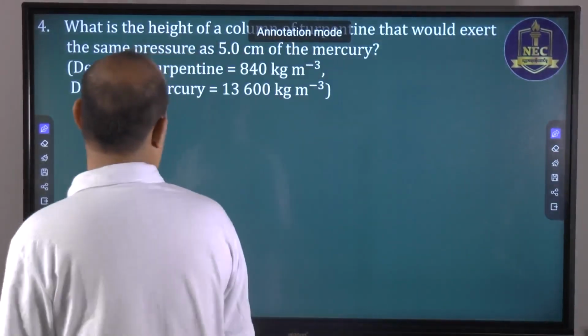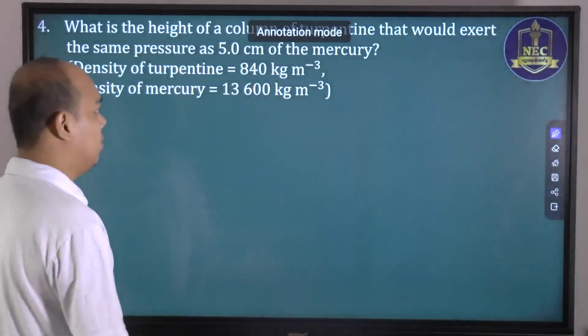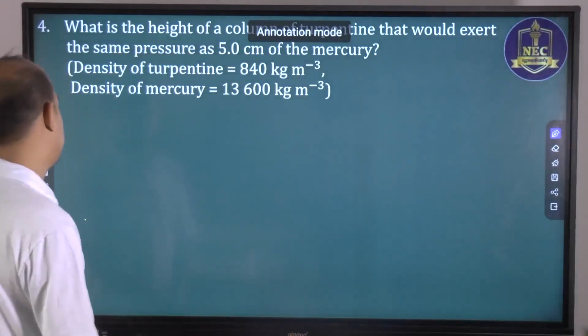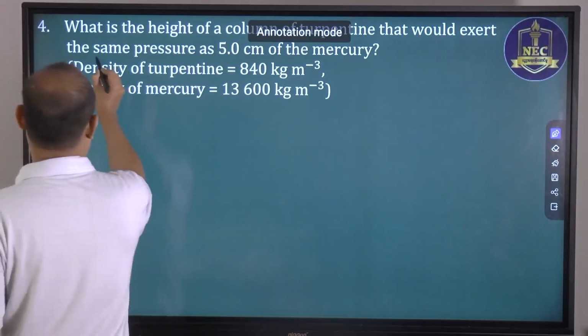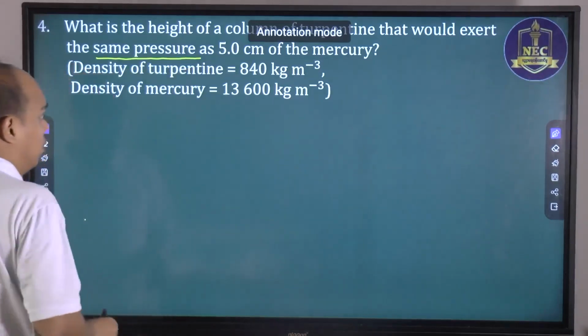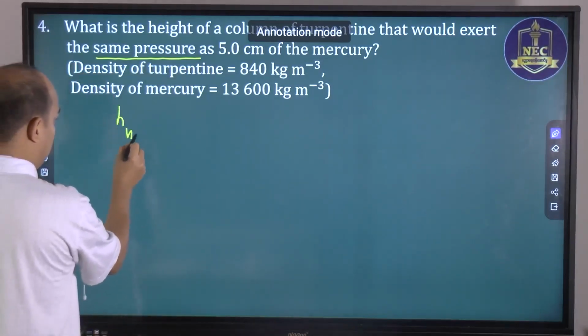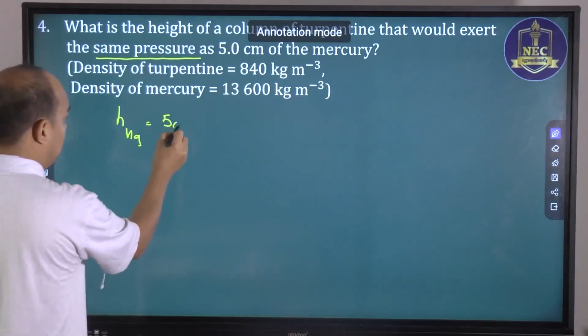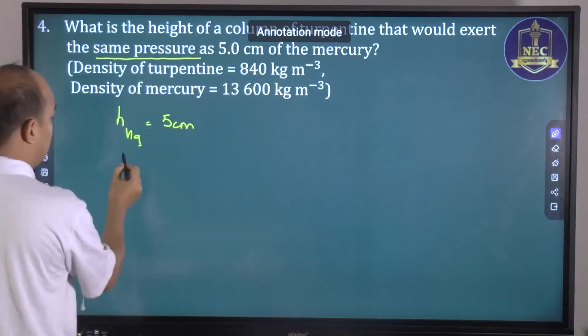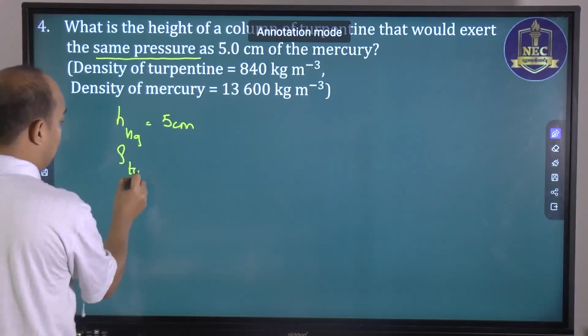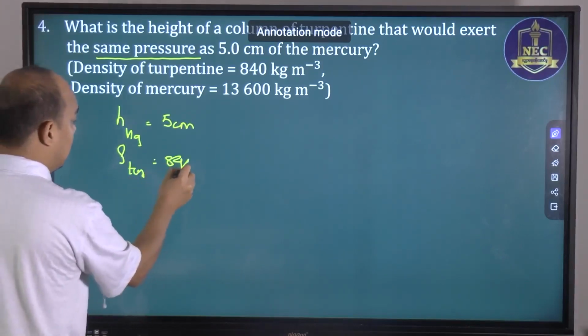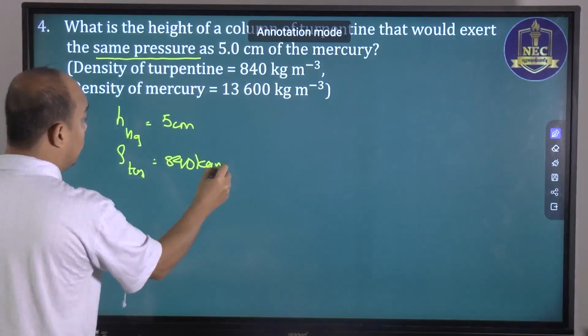What is the height of the column of the liquid? Same pressure, the pressure is 5 cm of mercury. Height of mercury column is 5 cm. The density of the liquid in kilogram per meter cubed.